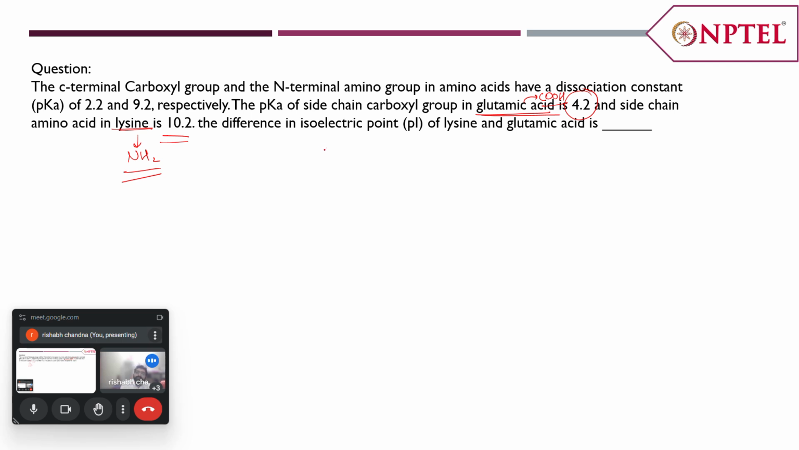So now you have to calculate the difference in isoelectric points of lysine and glutamic acid. Please calculate and then let me know the answer. I hope you know the formula to calculate the pI, that is the isoelectric point.